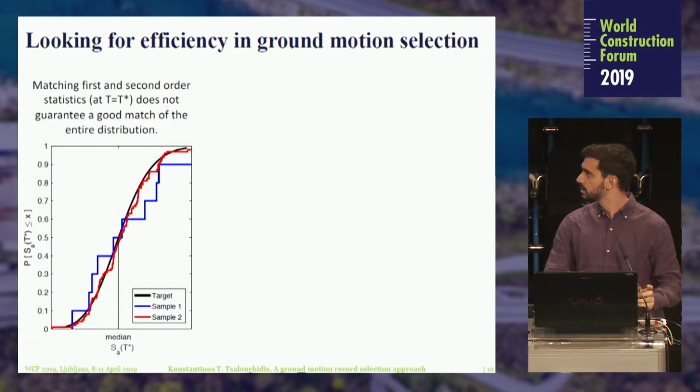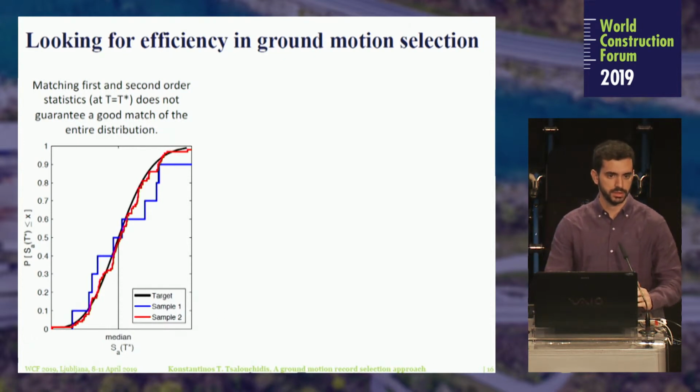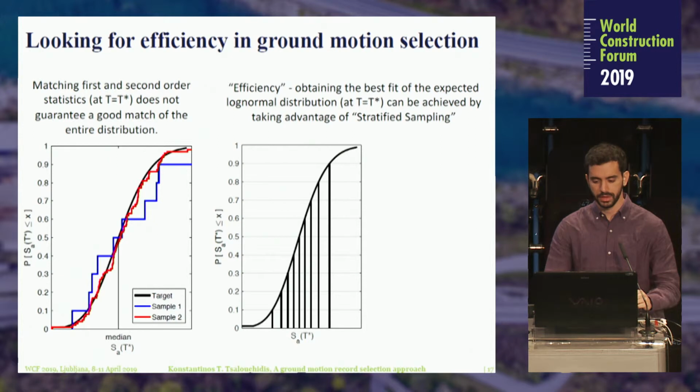With the black line you can see the target, and my only point here is that we might meet medians and standard deviations, but the fit to the overall distribution might not be as good, especially if we have fewer numbers on our variable, as in the blue sample here. What we can do to be efficient is take advantage of a technique called stratified sampling instead of simple random generation of numbers. You might be familiar with the term Latin hypercube sampling.